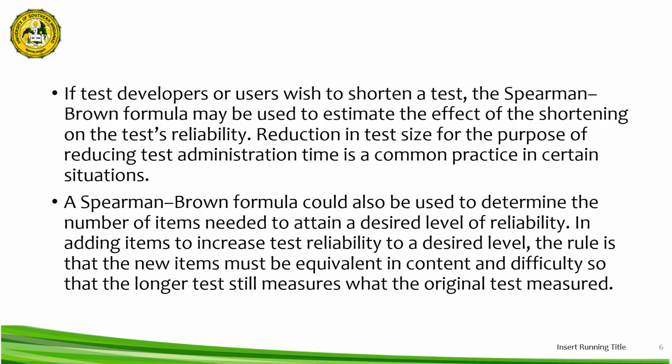The Spearman-Brown formula could also be used to determine the number of items needed to attain a desired level of reliability. In adding items to increase test reliability to a desired level, the rule is that the new items must be equivalent in content and difficulty so that the longer test still measures what the original test measured. Using this logic, we might think that increasing the length of a test by a massive amount of items is a good idea because we could push the reliability closer and closer to 1.